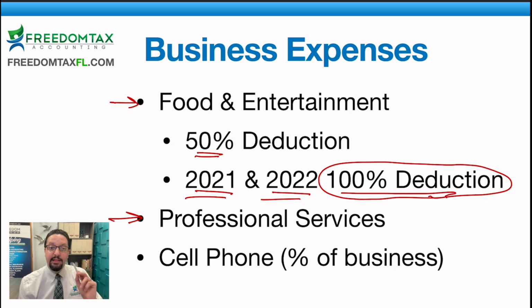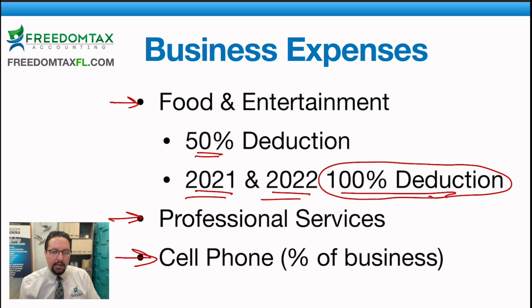But if you pay these independent contractors more than $600 a year, you need to give them a 1099 at the beginning of the next tax year, so you can deduct it as a business expense, and then they can file their taxes. Now you can also deduct your cell phone, okay?